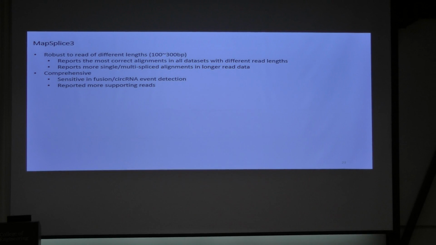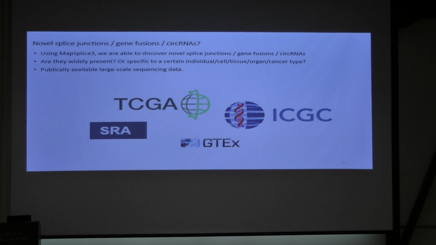So in conclusion, MapSplice3 is very robust to reads of different lengths, and it's also very comprehensive. Besides the regular read alignment, we can also detect circular RNAs and gene fusions. Now we know MapSplice3 can be used to detect gene fusions. But when we get a novel gene fusion, we might ask whether this gene fusion is widely present or very specific to a certain individual, cell, tissue, organ, or cell type.